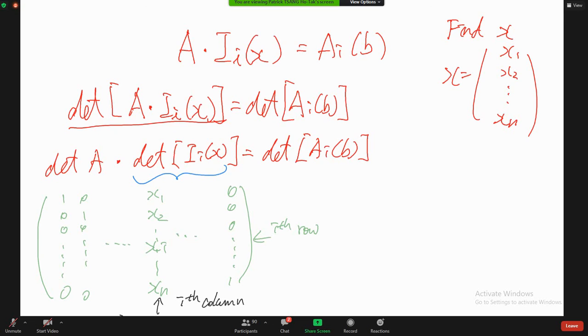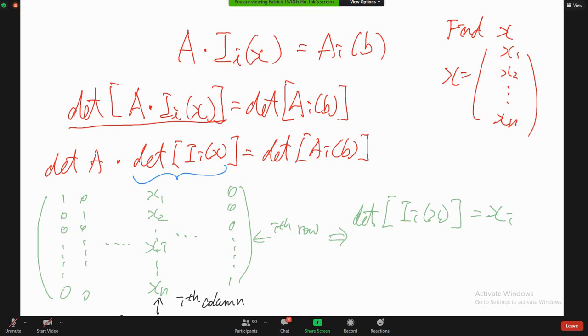So when you expand or find the determinant of this matrix, the determinant will simply equal xi. You can use the cofactor expansion with the minus signs to find the determinant. Please go to the corresponding topic, and you will be able to find it.